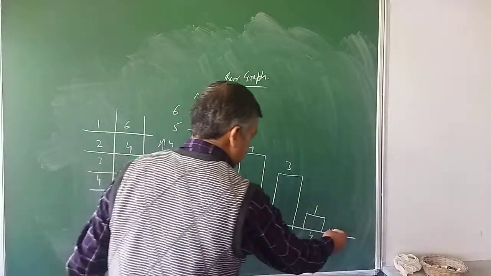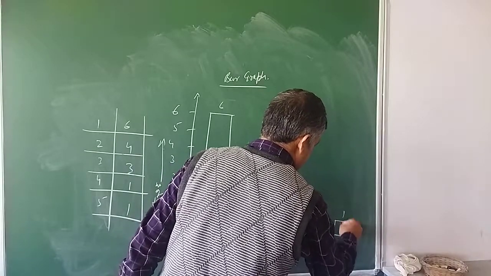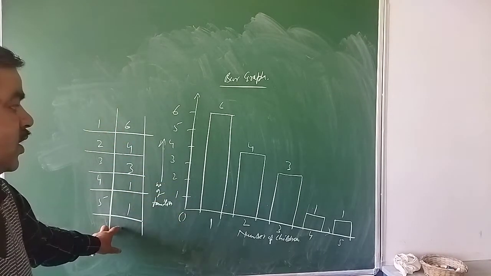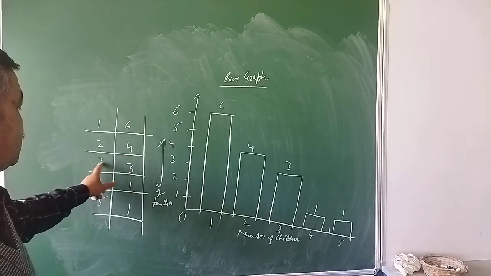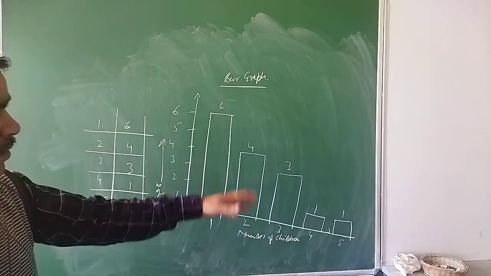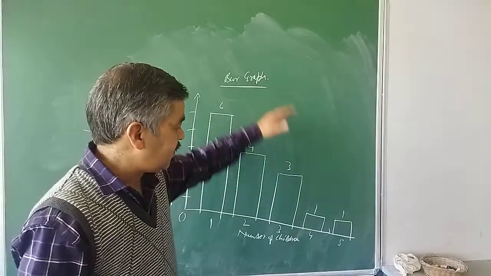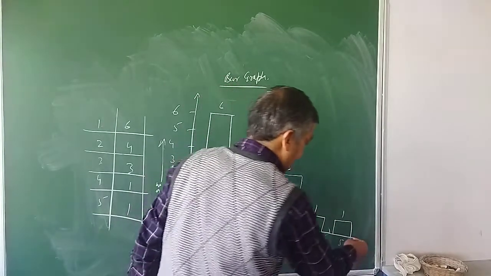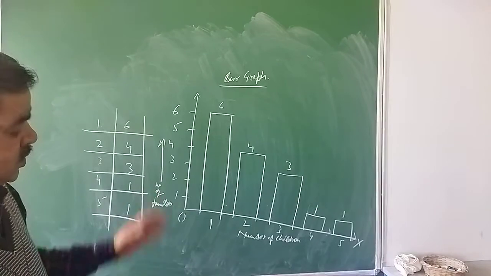4 children in 1 family and 5 children again in 1 family. So that I can keep there. This is the bar graph for this information I have drawn. One family 6 children, two families 4 children, three families 3 children, one family 4 children, and one family 5 children. So the number of children I have kept along the x-axis, and the number of families along the y-axis. Horizontal is always the x, and vertical is always the y. So this is the bar graph.